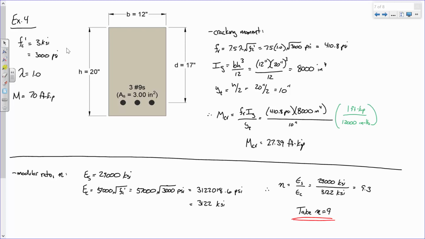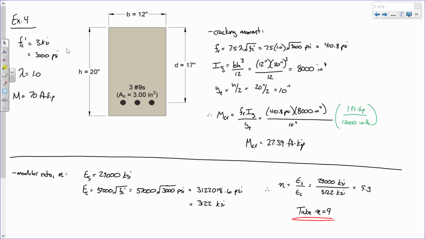So we have this beam. Our modulus of rupture is 7.5 lambda square root of f'c, which was about 411 psi. The gross moment of inertia is 8,000 inches to the fourth. I want you to keep that number in your head. Remember, that's how stiff the beam is before it has cracked, okay?